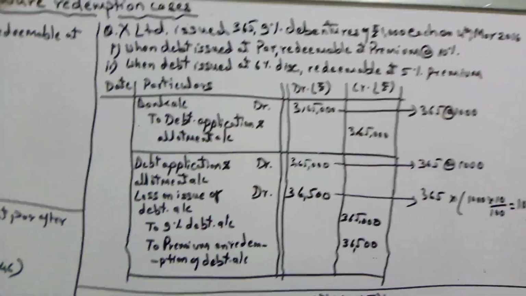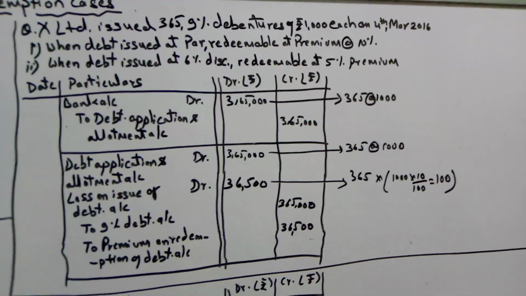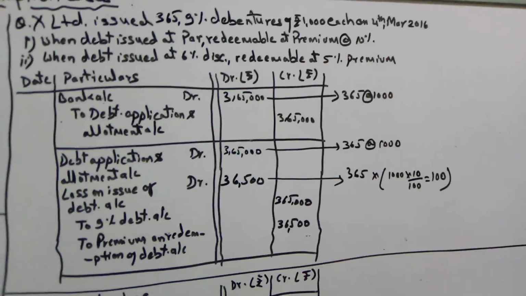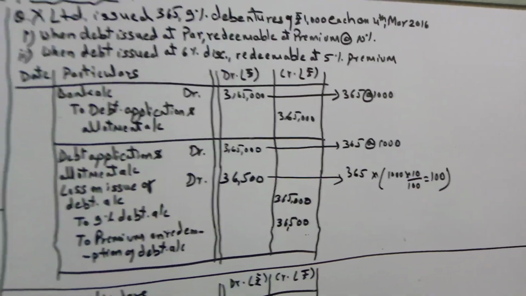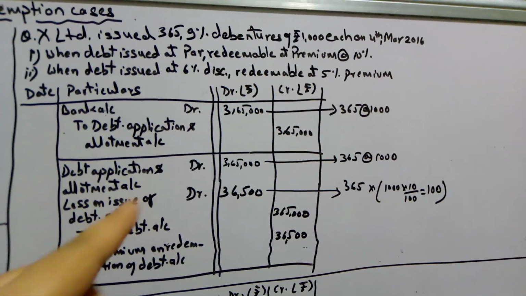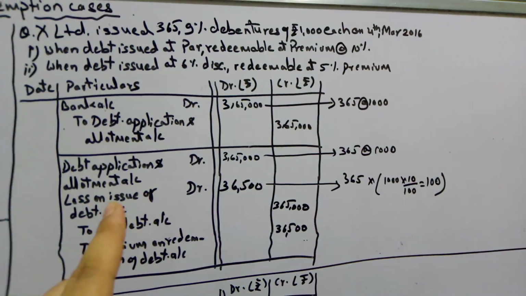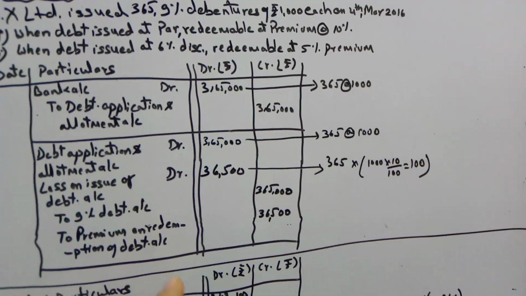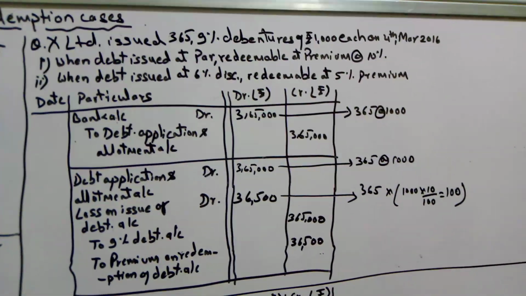Why is this happening? The reason is the prudence concept of accounting. The prudence concept says that you must record a loss today when you know that the loss is about to come in the future. It is a must that you record the loss today; you should have some provision for the loss. So this loss actually is the premium which I have to pay during the redemption. So debenture application account debit, loss on issue of debentures account debit, to 9% debentures, to premium on redemption of debentures account.